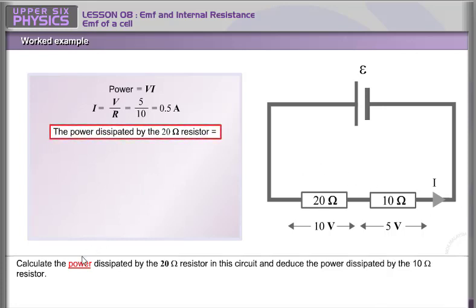So the power dissipated by the 20 ohm resistor. We have to calculate it. Power dissipated, we already defined just now, is equal to IV. So I here equals V over R. So V across here. This is the power dissipated by the 20 ohm resistor.